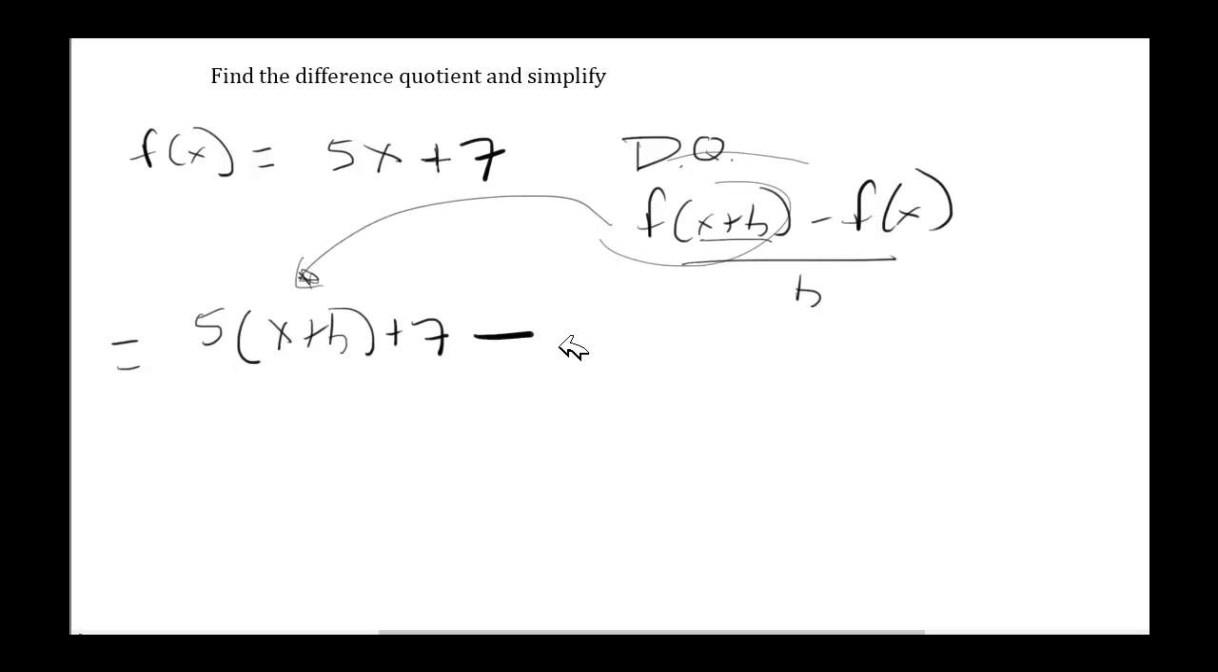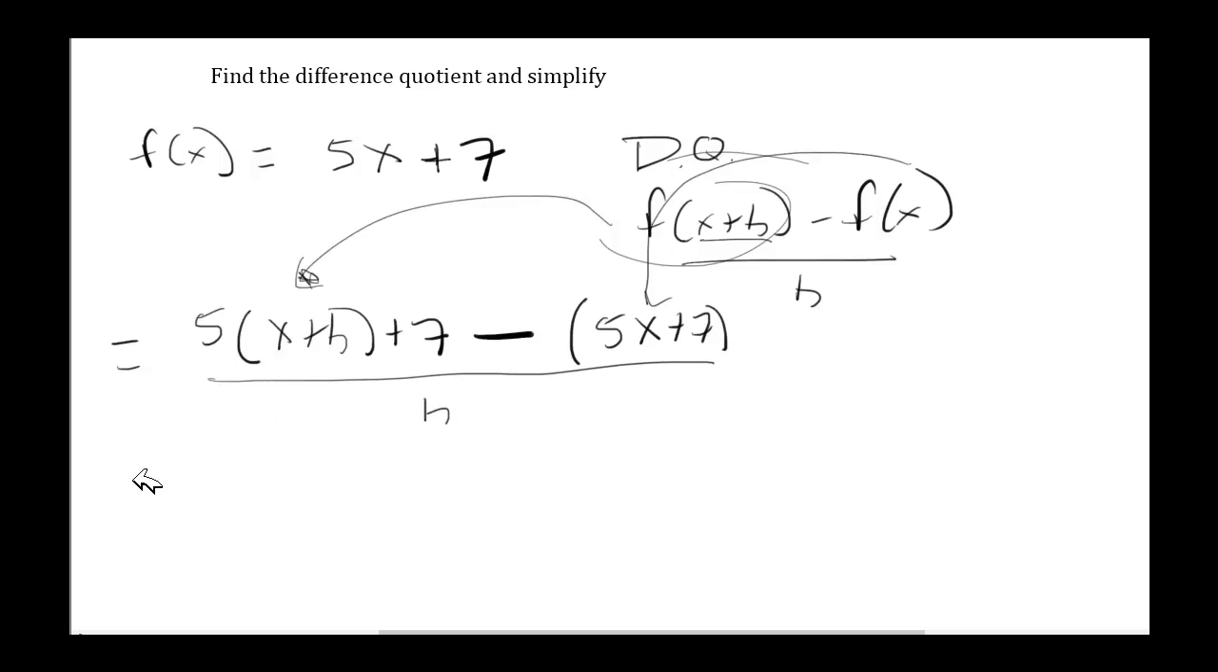And now I have to be careful, and this is more distribution. We have to subtract off the whole function. So here we need a parenthesis. We've got 5x plus 7, that's my function, minus the function, and this is all over h. Okay, now we do the algebra. So I'm going to do distribution here. This gives me 5x plus 5h plus 7. More distribution, run that minus sign in. Minus 5x minus 7 over h.